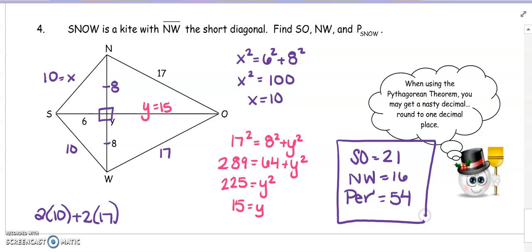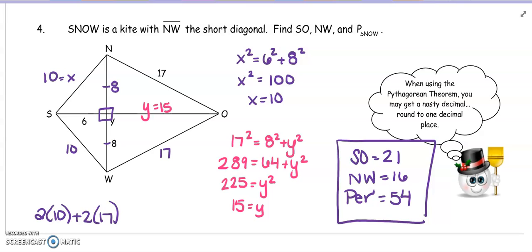All right, one thing I want you to keep in mind too is what my little snowman is saying here in his bubble, is that when you're using the Pythagorean theorem, you might not always get a nice, pretty number. Sometimes you're going to get a nasty decimal. That's okay, we'll round that decimal to 1 decimal place, the nearest tenth.